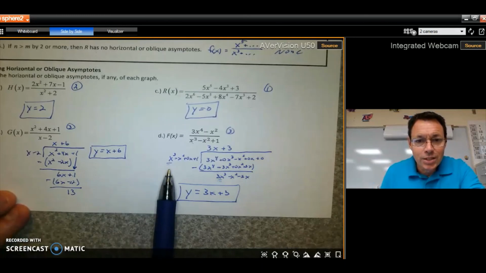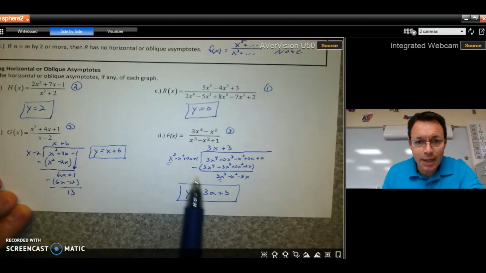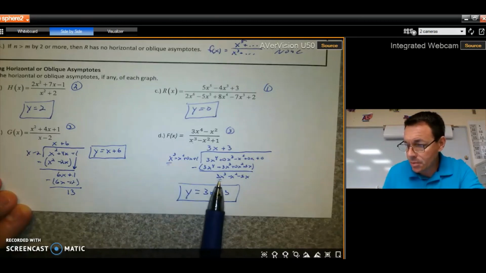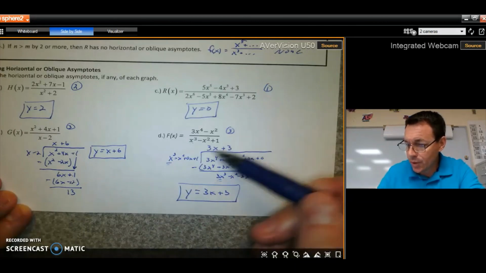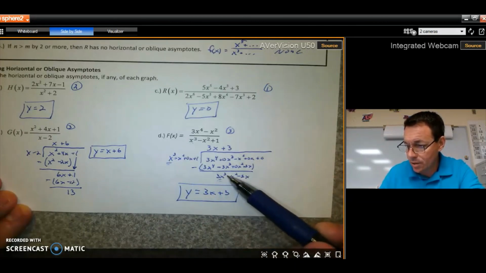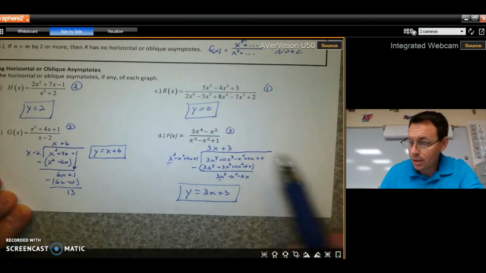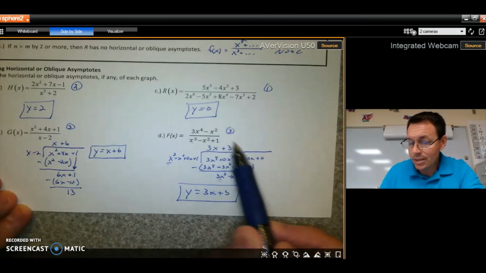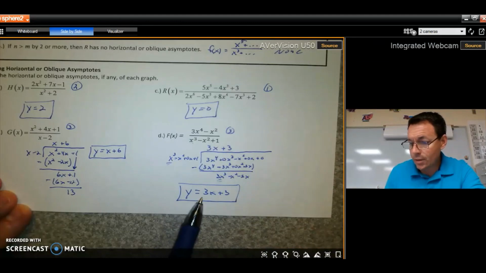So again, all we had to do was make sure that whatever we multiply x cubed by gets 3x cubed, and then these are going to cancel and we're going to be done. So 3 times x cubed is 3x cubed. That's it. That's the magic number. 3x plus 3, that's our oblique asymptote. So y equals 3x plus 3.